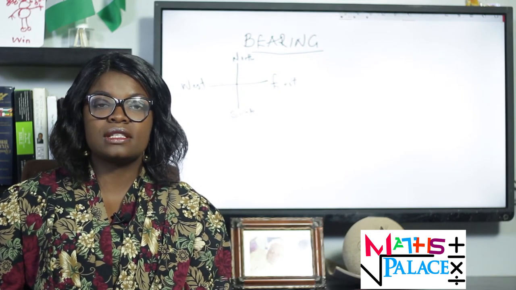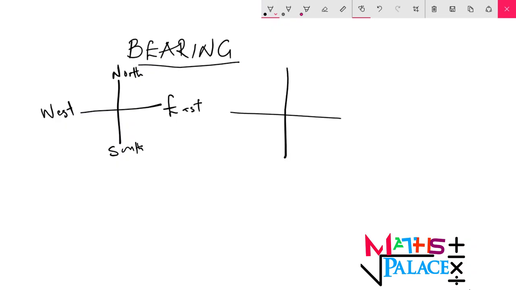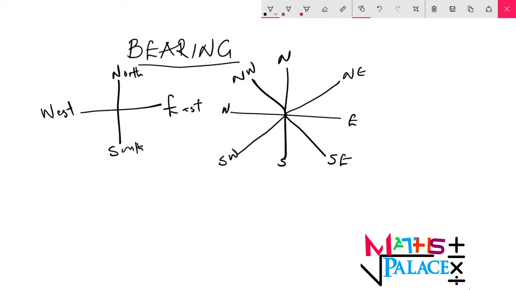There are also what we call the secondary cardinal points. The secondary cardinal points are the northeast, between the north and the east, the southeast, between the south and the east, the southwest, and the northwest. These four are referred to as the secondary cardinal points.